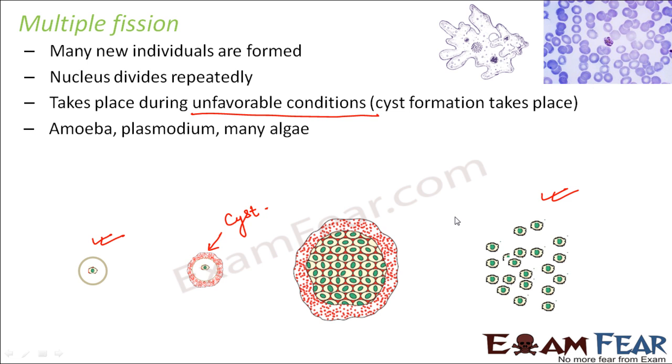Now this kind of multiple fission happens very commonly in Plasmodium. Plasmodium is the malarial parasite. This is the organism which is responsible for malaria in human beings. So these are the two types of fission.